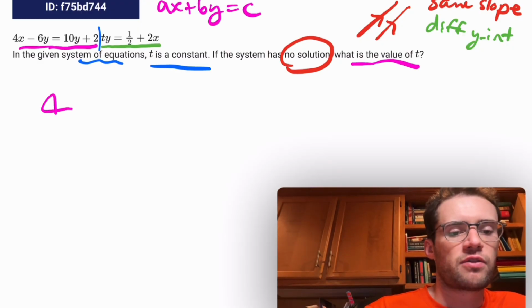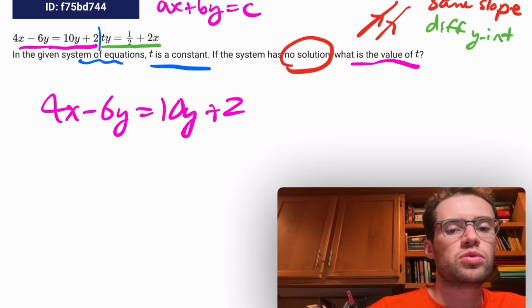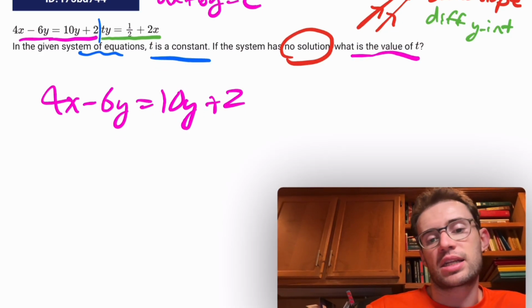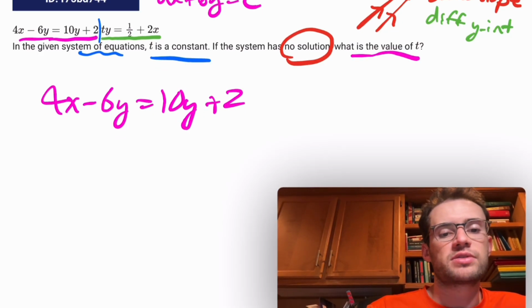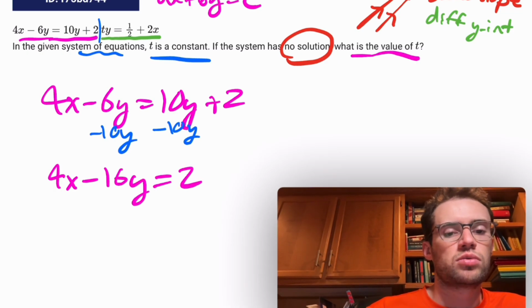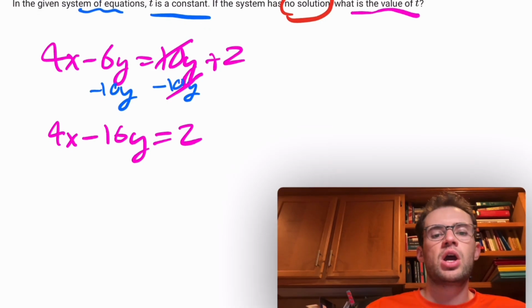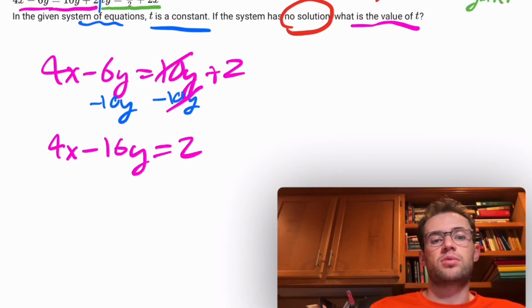For this first equation, we have 4x minus 6y equals 10y plus 2. Basically, the only problem is that this isn't a constant over here, and we don't have all of our y's on the left side. So I'm going to subtract 10y from both sides. That gives me that 4x minus 16y is equal to 2. Right? Because over here it cancels. Negative 6y minus 10y is negative 16y. All right, so this is in ax plus by equals c form.